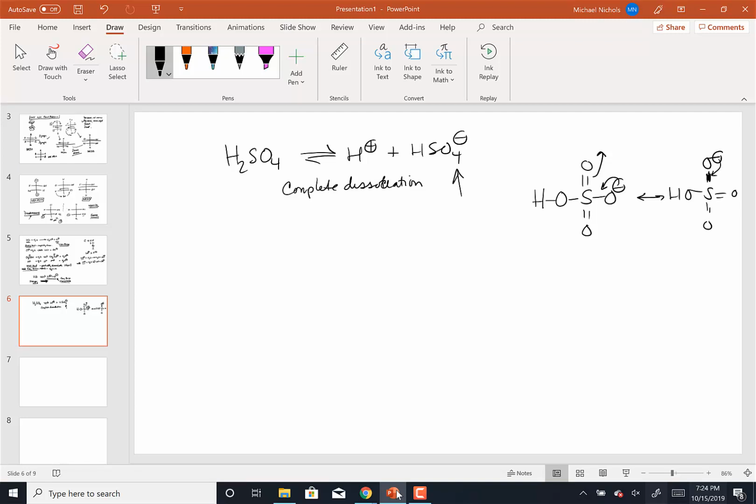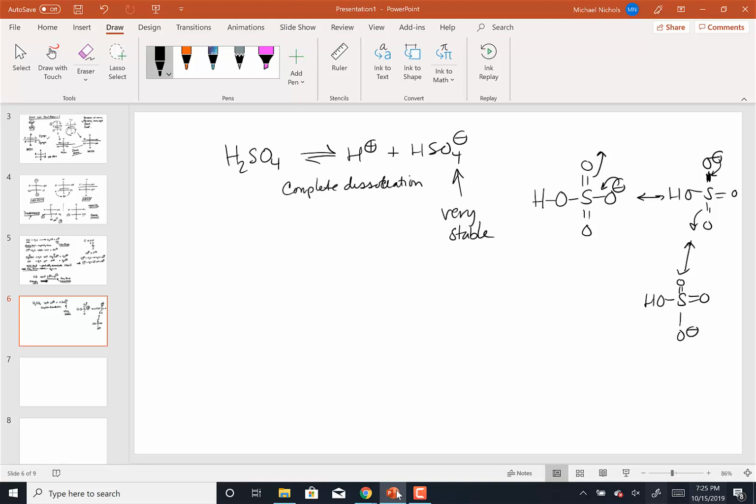Or I could take this pair of electrons, move it back down here, and draw a third resonance structure that looks like this. So this HSO4 minus conjugate base is going to be very stable. Why? Because it has lots of resonance structures. And if we go back to the beginning of organic, in our review of general chemistry, what we said was the more resonance structures you can draw, the more stable the molecule.